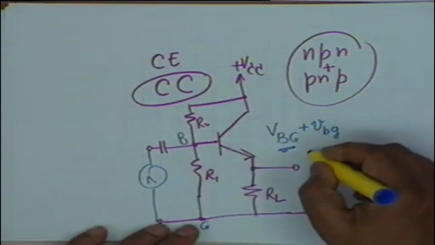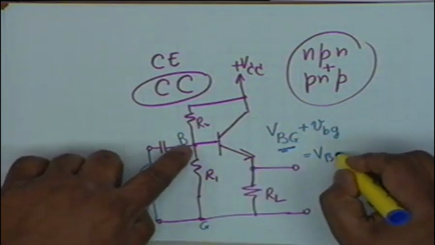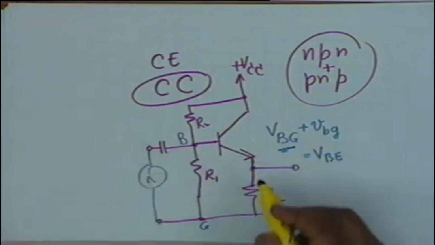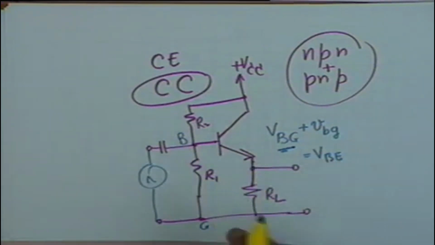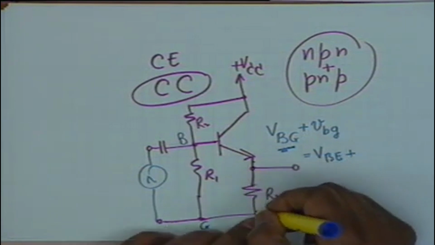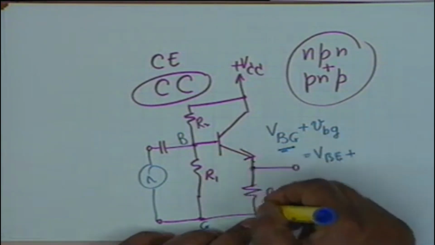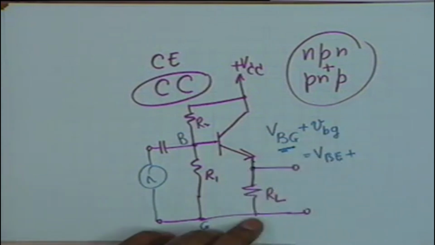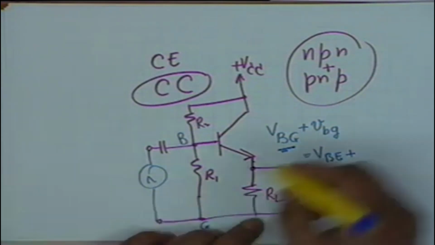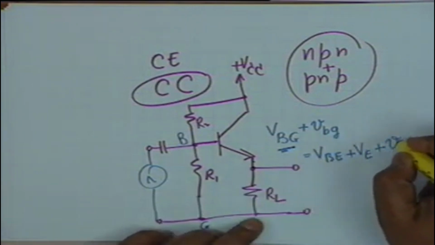Now, obviously this must be equal to the VBE, which is DC, which is a constant when the diode is conducting, plus VE. VE, the voltage across RL, has an AC part as well as a DC part. So, VE plus small v sub e.